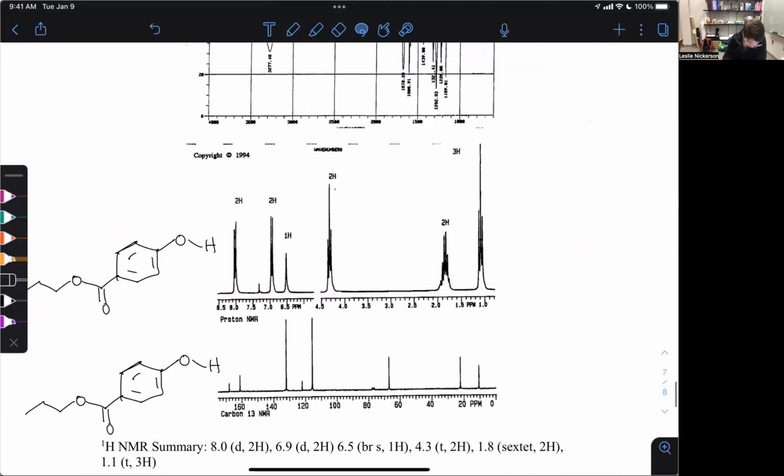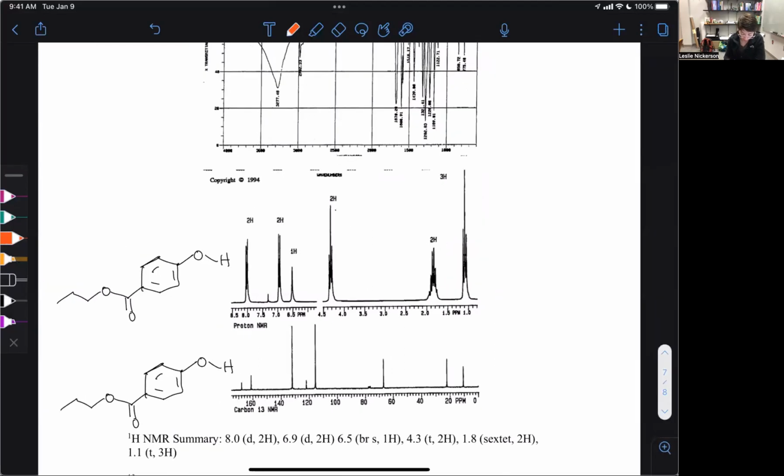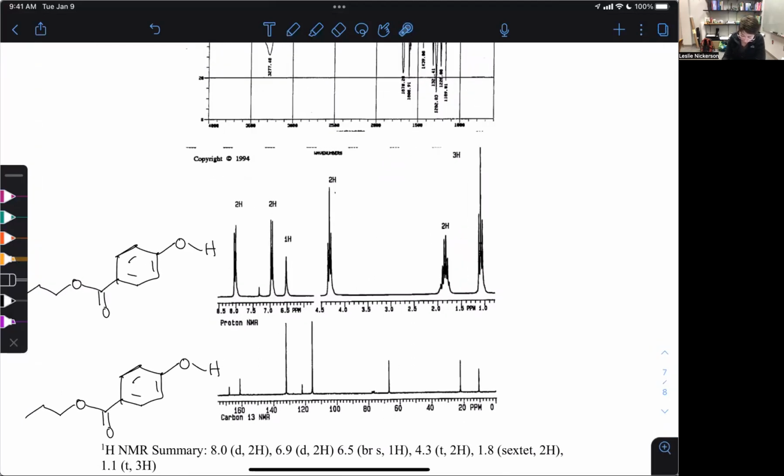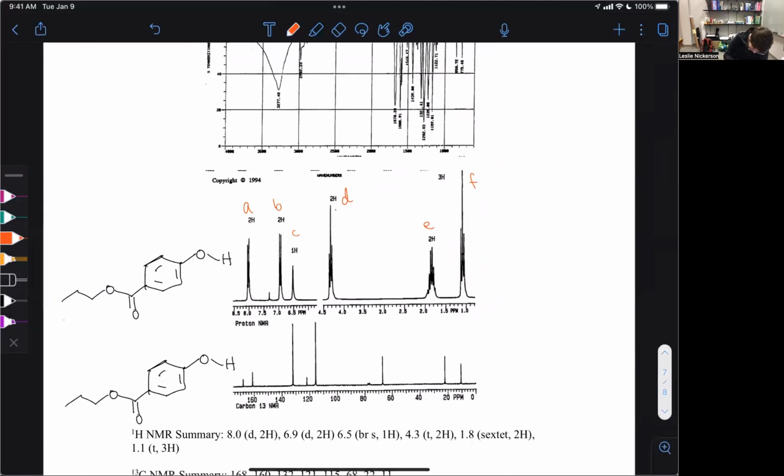All right, so starting with the proton, let's do the alkyl chain first because that's easier. Okay, so the first one is a CH3. So we're going to label these A, B, C. Okay, so peak F is going to be that methyl on the end there.